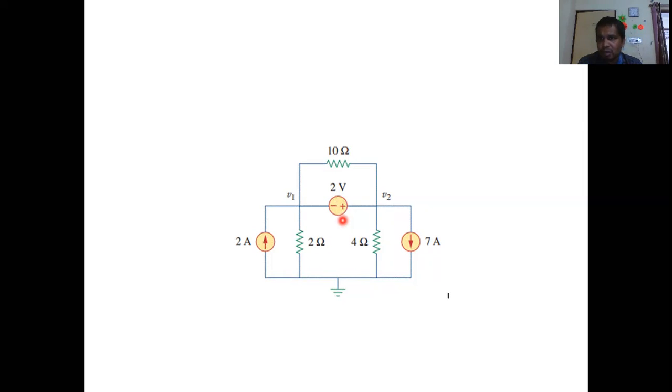So I hope you have clearly understood the super mesh and super node concepts, because they are very important. In many circuits you may have some common current sources in some diagrams and common voltage sources in some diagrams. So you have to have thorough knowledge about the super node and super mesh concepts. I hope you have clearly understood, and we will see another topic in another lecture.